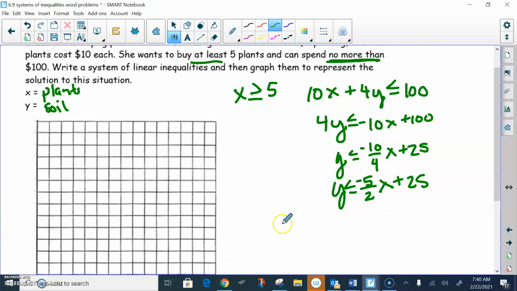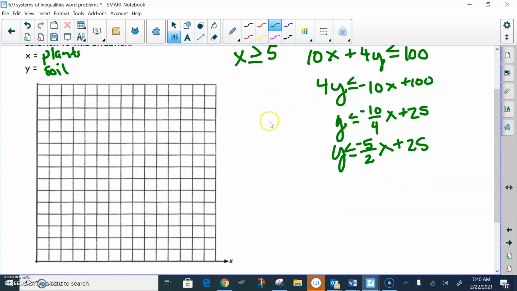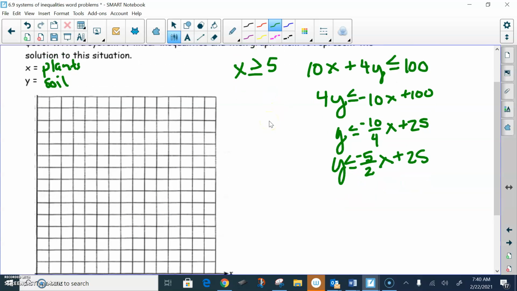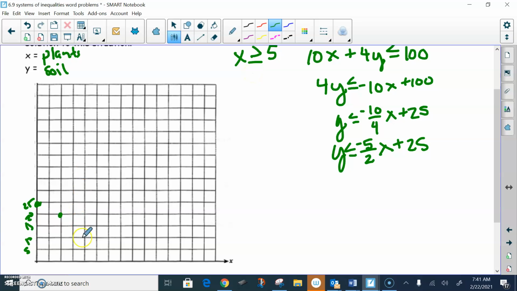Okay, so I need to get up to 25, and I need to get over to 5. So let's say we're going to go by 5s, or graph by 5s. So 5, 10, 15, 20, 25, there it is. Okay, these are by 5s. And then from there we go down 5, which is 1 block, over 2. I'm going to go ahead and allow my x-axis to be by 1s because I only need to get up to 5 on my x-axis. So these are going to be by 1s.